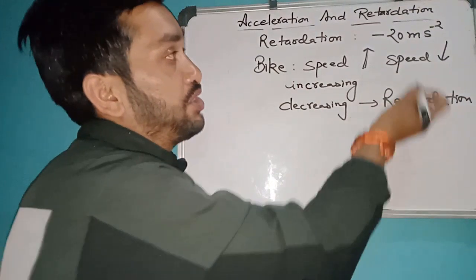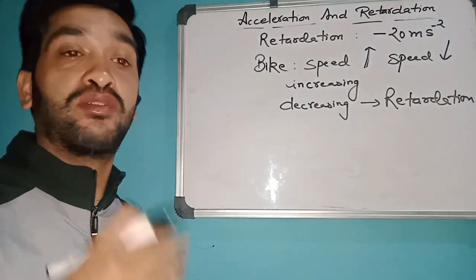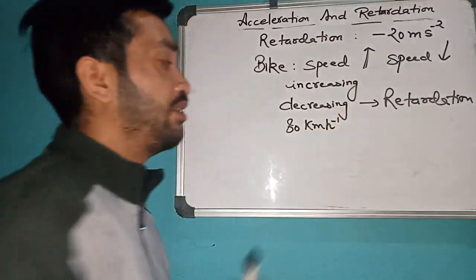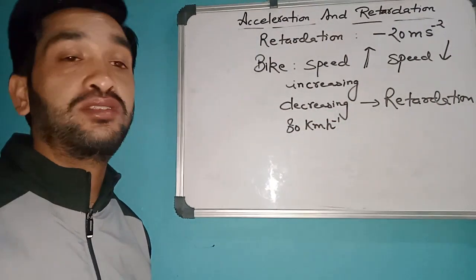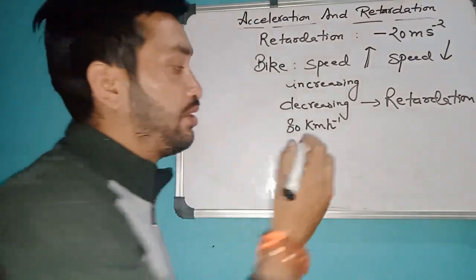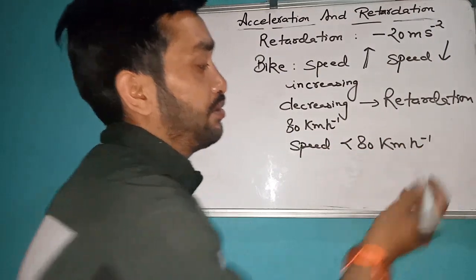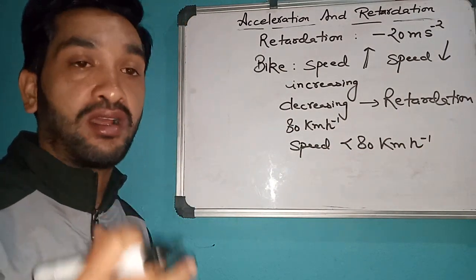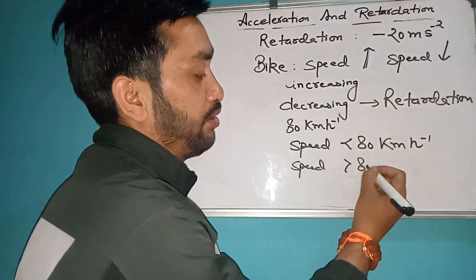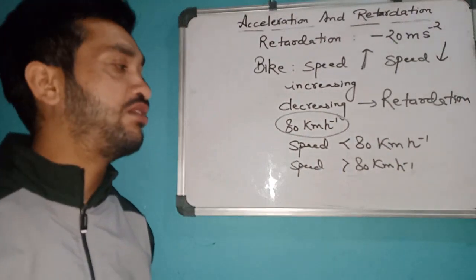That is why retardation is shown negative. Negative means definitely the body's speed is going to decrease from the current condition. Suppose the bike is moving with 80 km per hour speed. So if it is written somewhere that there is retardation, now the retardation process has started for this vehicle, definitely now the speed will be less than 80 km per hour, because it is itself mentioning there that the body is retarding. But if it says the body accelerates, then definitely speed will be greater than 80 km per hour, because the current situation is this one.